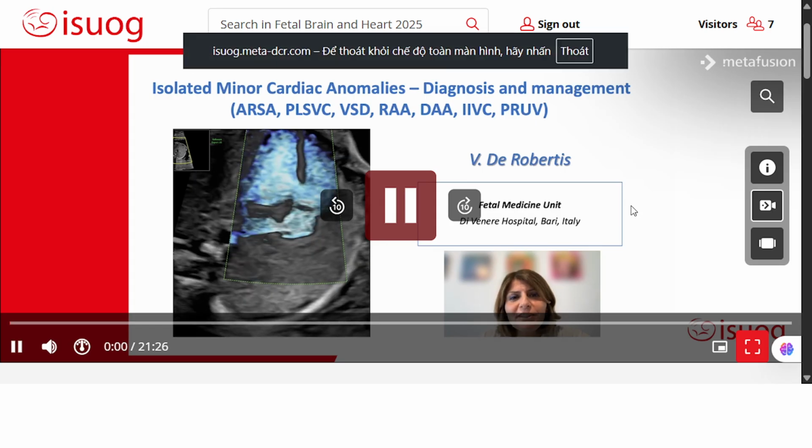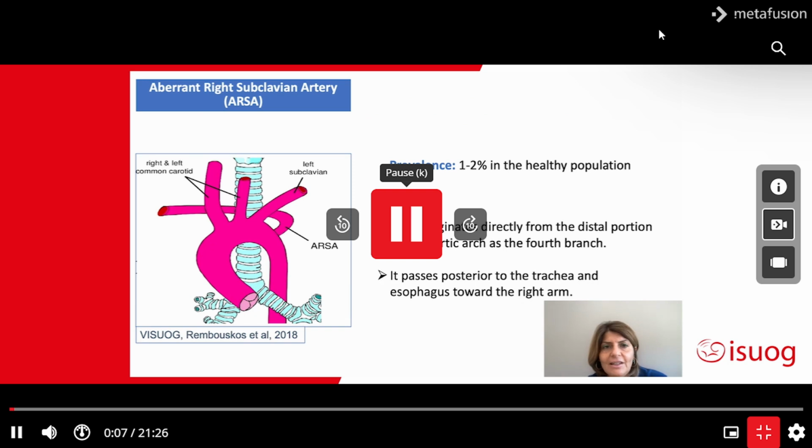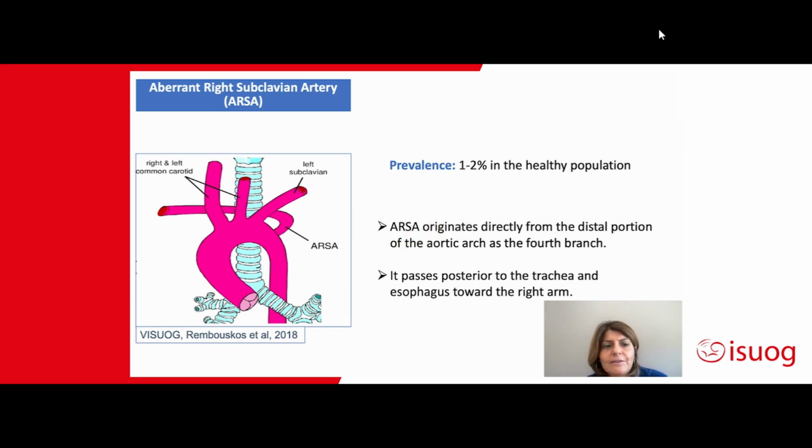I hope you are ready to run this race through all these anomalies. We will start with aberrant right subclavian artery, which originates directly from the distal portion of the aortic arch as the fourth branch, and it passes posteriorly to the trachea toward the right arm.